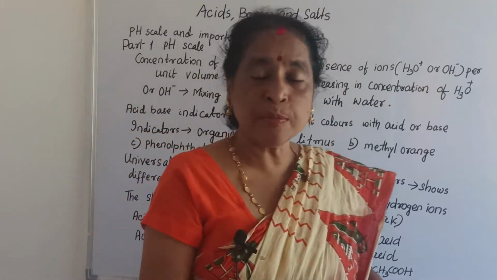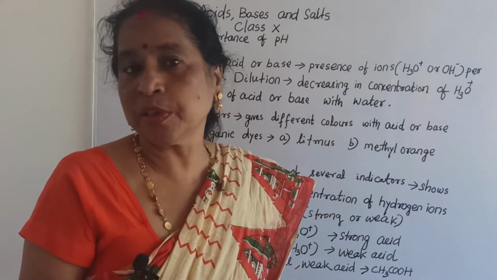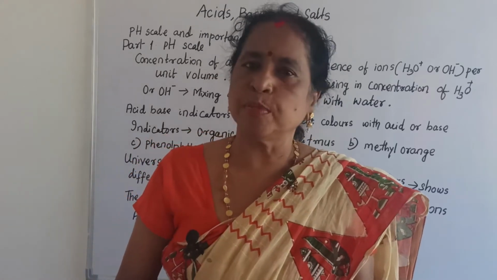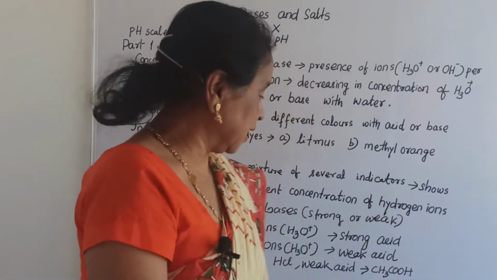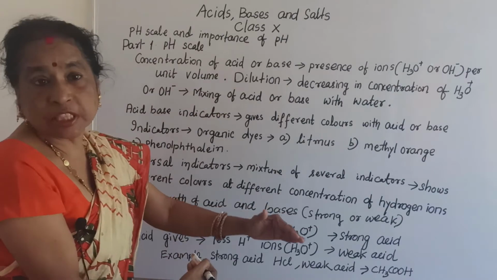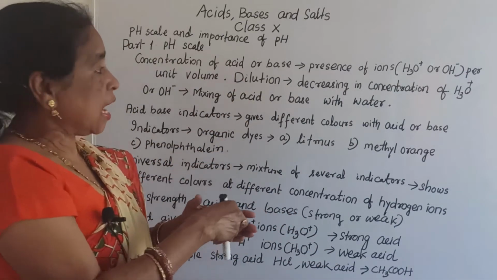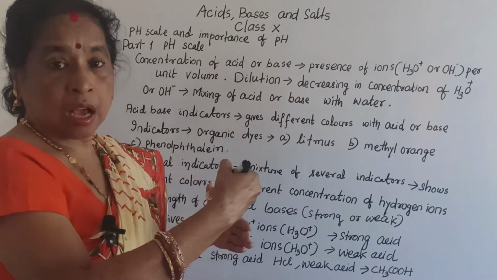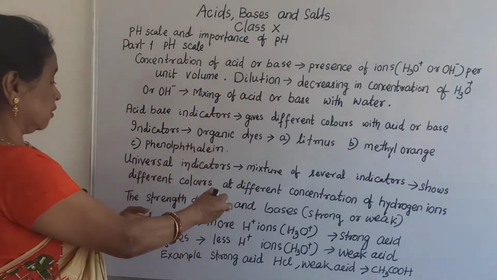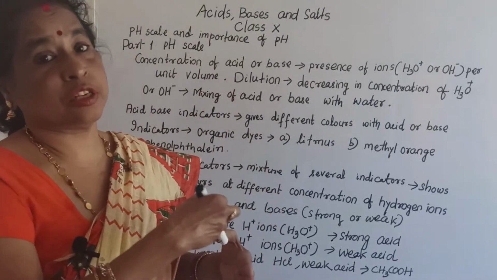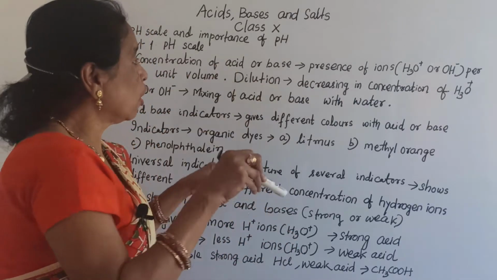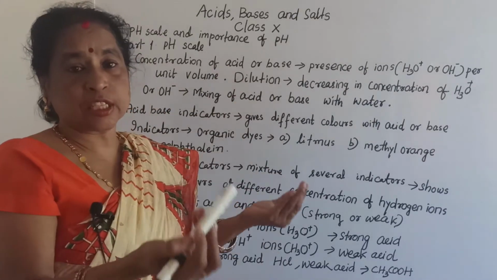Then for examples, strong acids are hydrochloric acid and sulfuric acid, whereas the most important example of a weak acid is acetic acid, CH3COOH. Again, before the pH scale, we will see the concentration of acid and base. If more H plus ions are produced, then the concentration is higher, known as the concentration of H3O plus ions. It is counted per unit volume, and decreasing concentration is called dilution.